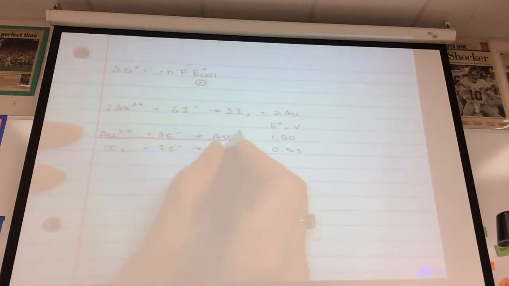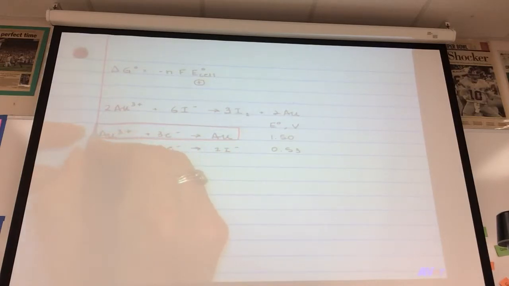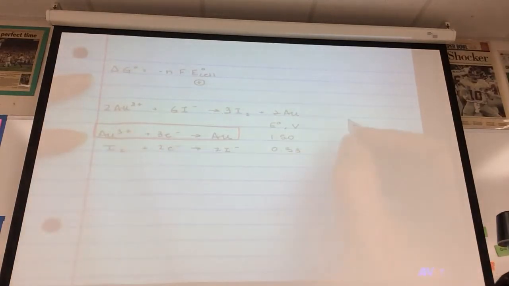Is this equation written in the direction consistent with that one? Is gold 3 ion a reactant here as it is here? Yes. So this is reduction, and reduction occurs at the cathode, red cat.